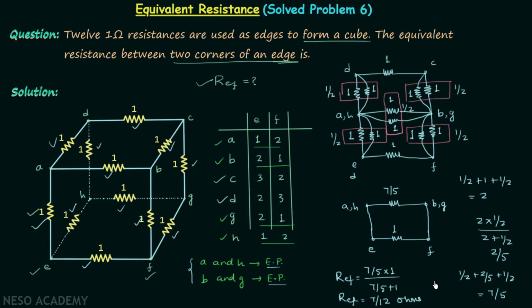And now we will move on to the homework problem. In the homework problem, you are required to calculate the equivalent resistance between the two corners of the face diagonal. One example of a face diagonal is EB. This is the diagonal of this face. We have 6 faces in a cube, and we are required to calculate the equivalent resistance between the two corners or two vertices of the face diagonal. So calculate REB. This is the homework problem.